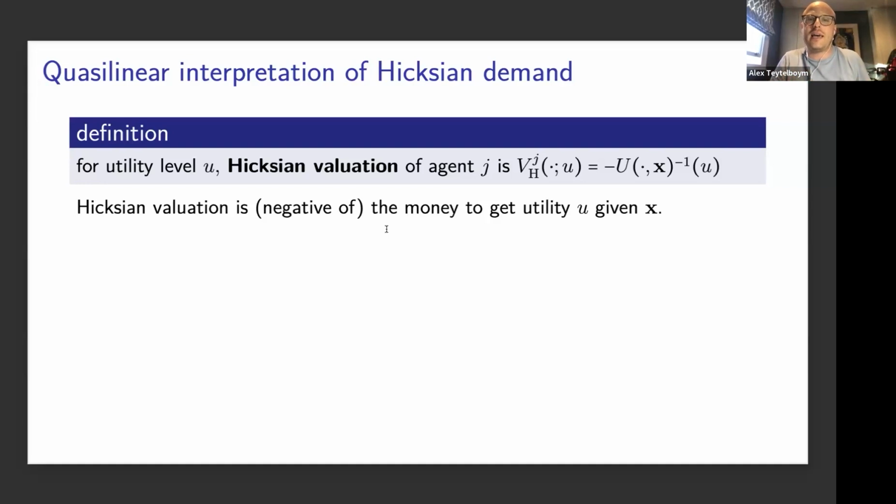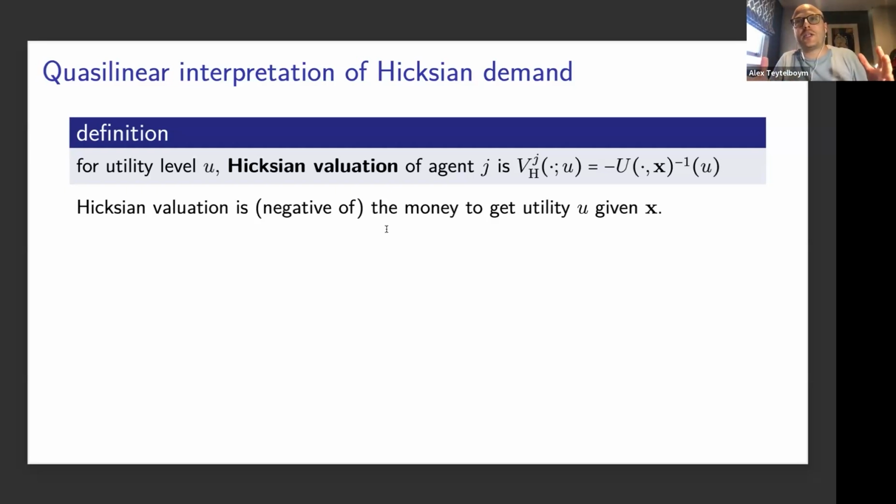So what does it really say? It says, with a minus in front of it, that the Hicksian valuation is the amount of money that an agent needs to get to a given utility level U when he has access to a consumption bundle of indivisible goods X. So I give you a bundle, I give you an apple and a banana. I tell you, you need to get to a utility level of 70. You tell me, this is how much money I will need to get to it.